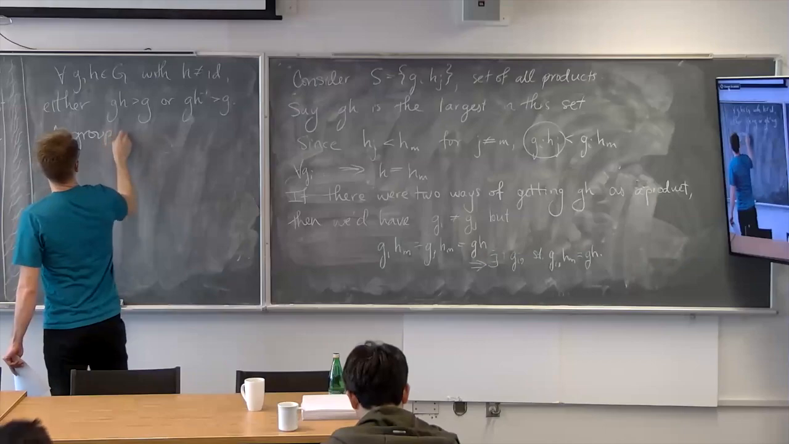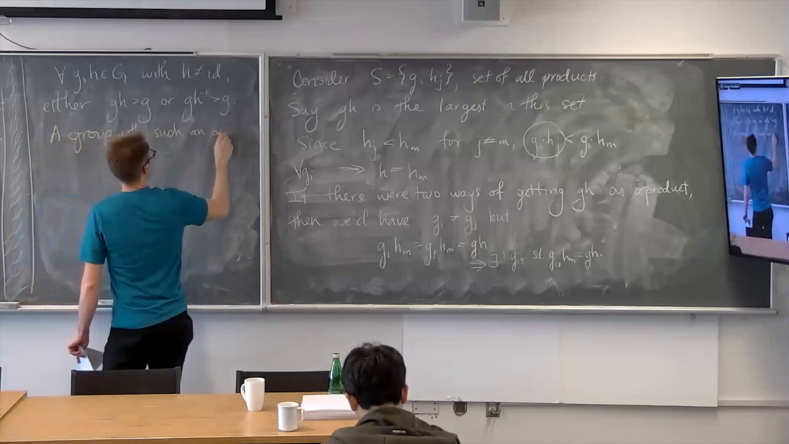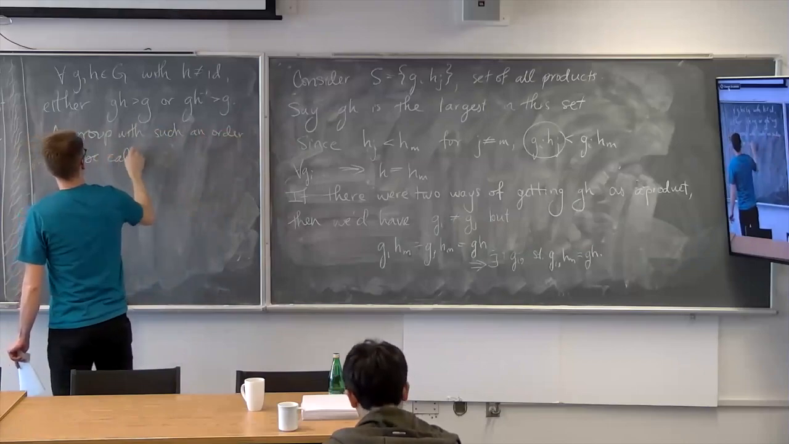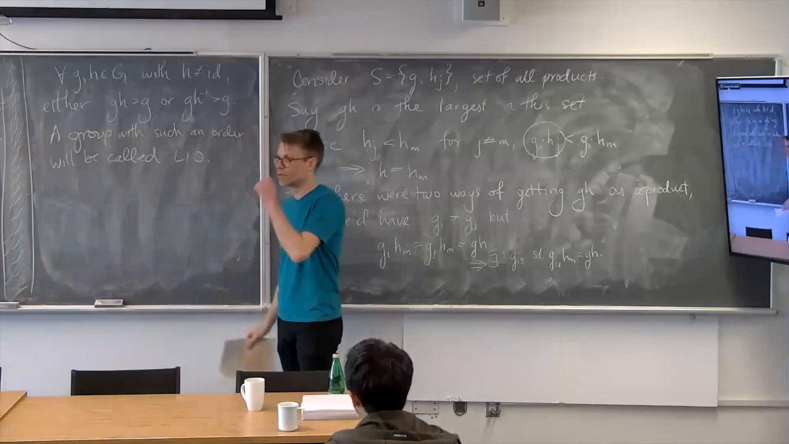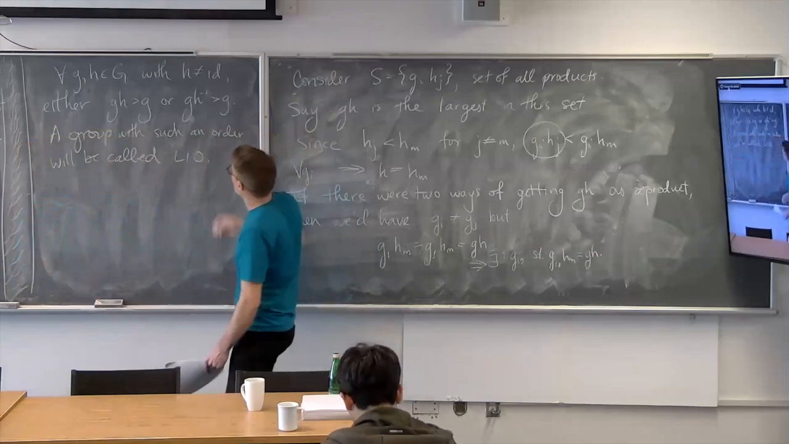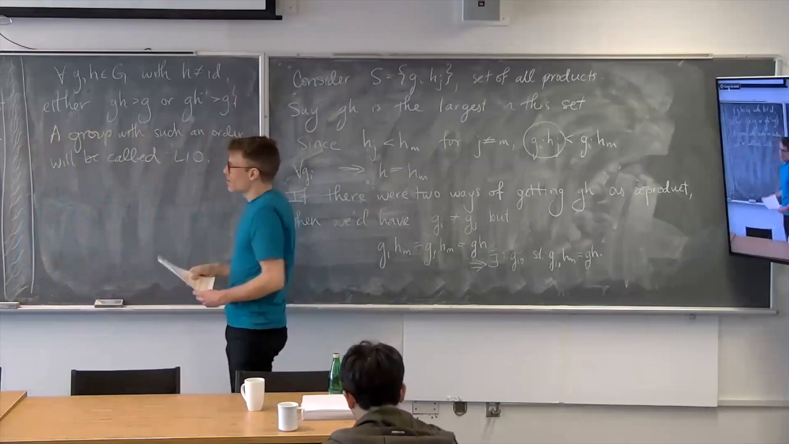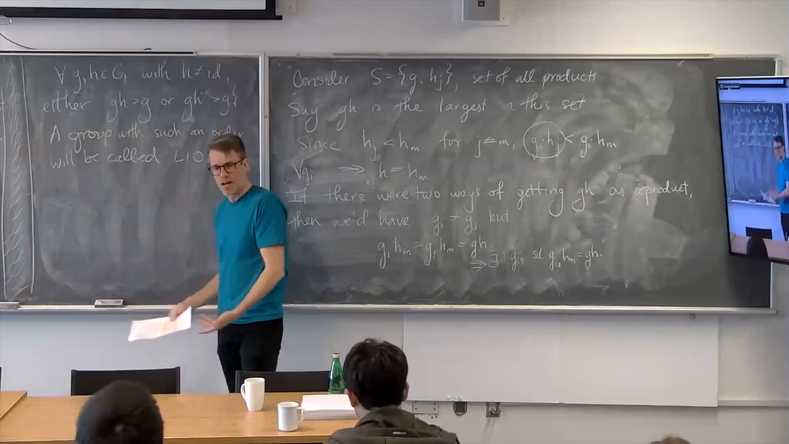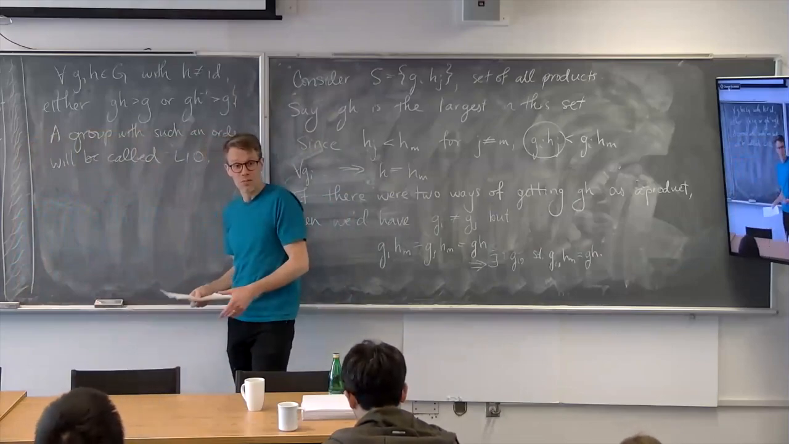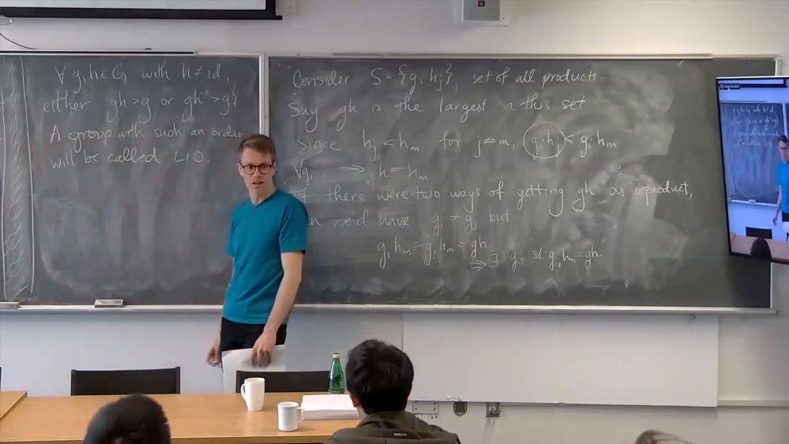So a group with such an order will be called LIO, locally invariant orderable. Okay, and so why this? I can say at least this is going to end up capturing the idea that if you take a finite subset, you take a maximal element, it's going to end up being a unique product whenever you're looking at all the pairs that you get by multiplying two finite sets together.